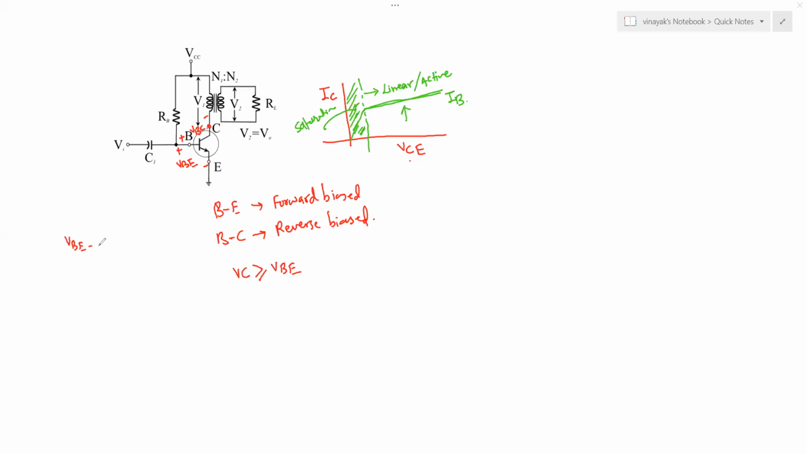VBE is the difference between the base voltage and the voltage at the emitter. VBC is the difference between the voltage at the base and the voltage at the collector. So from this equation we can write VC is greater than or equal to VB minus VE. This condition will ensure you have a constant collector current and the transistor will be operating in the linear mode of operation. Now we need to provide this VB here.